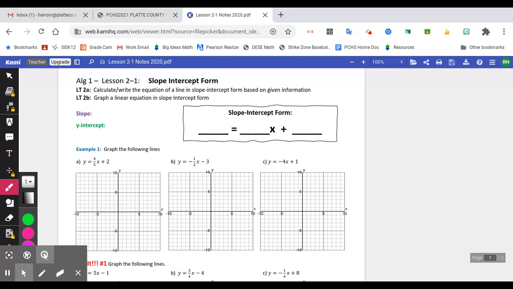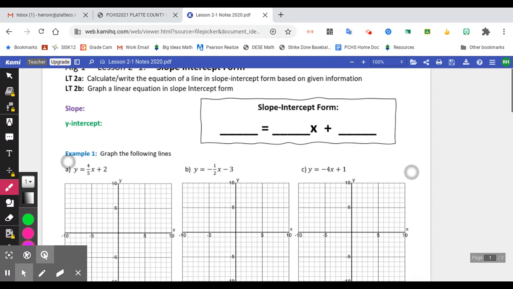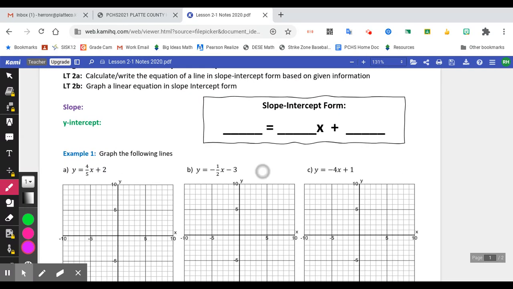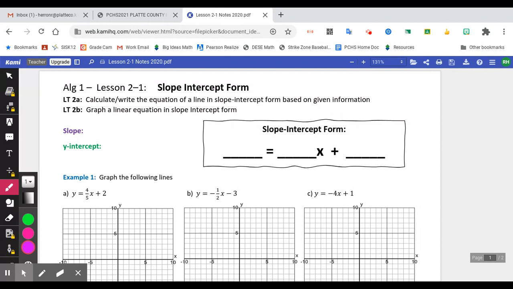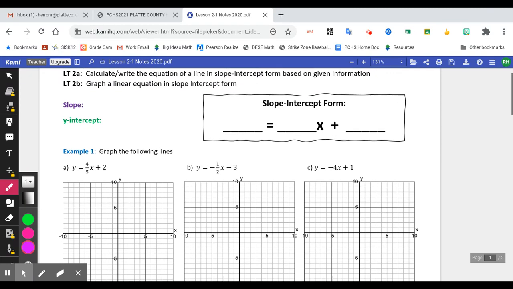Okay, you guys, so today we're going to look at 2.1, which is working on graphing and writing equations in slope-intercept form. We're going to calculate and write equations of a line based on given information and graph them from an equation.